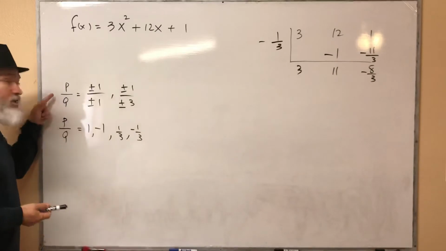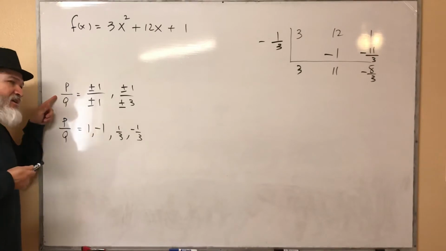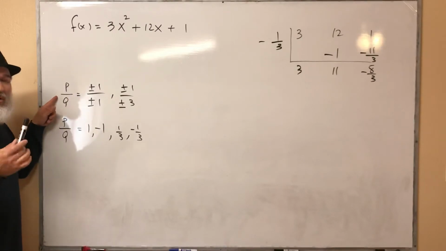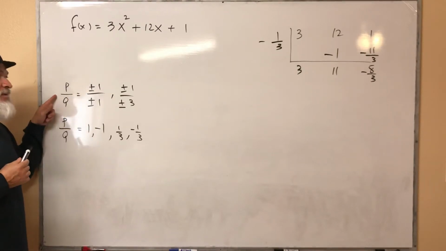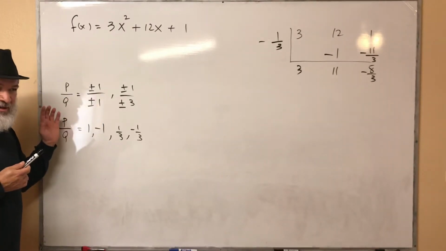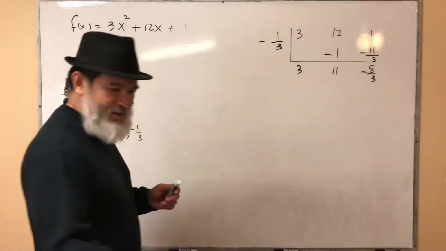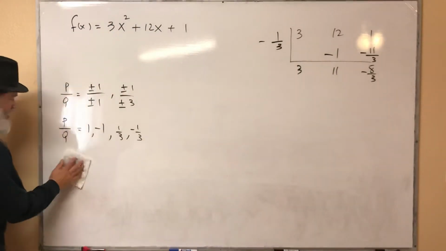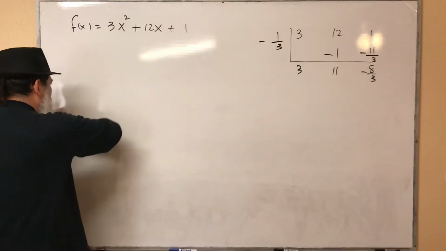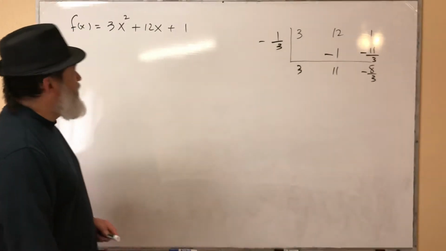And I never said this would work, okay? This gives you a possible list of real zeros, but it doesn't guarantee that any of them are zeros. It just gives you a list. Didn't work. Why? What's going on here? Why weren't we able to find zeros? I'm going to show you why. Here's the reason why.